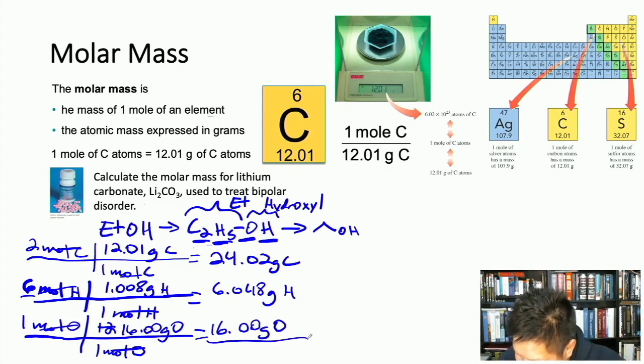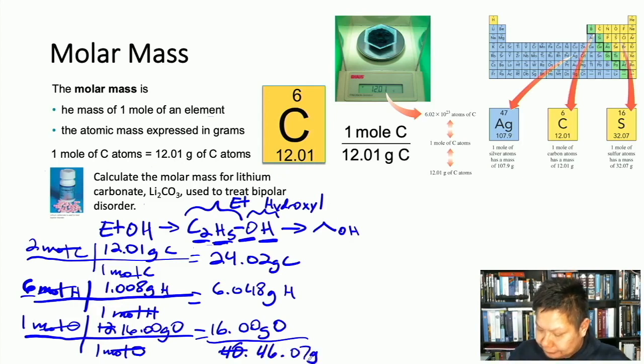We add it all up, right? And we'll go ahead and round it as well because we need to get to the right number of significant figures. That all is 46. Let me write that again. 46.07 grams of ethanol. That's its molecular weight.